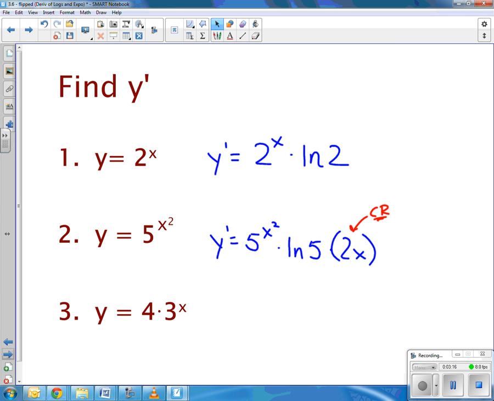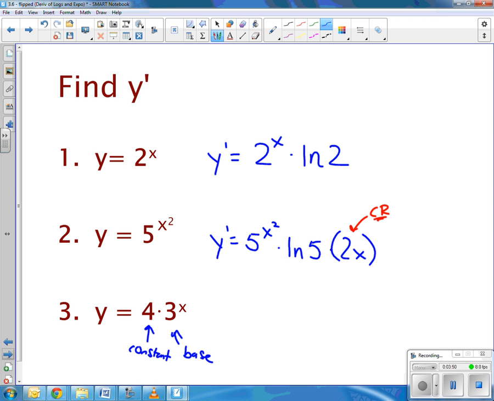Last example. We have 4 times 3 to the power of x. When you're looking at an example like this, make sure you know what the base is of your exponential function and what would be considered, in this case, a constant. So 3 is the base of our exponential function, while 4 is actually just a constant being multiplied in the front. Now, when we have constants being multiplied, remember, they're not going to affect our derivative in terms of finding it. We're just going to multiply by them in the end.